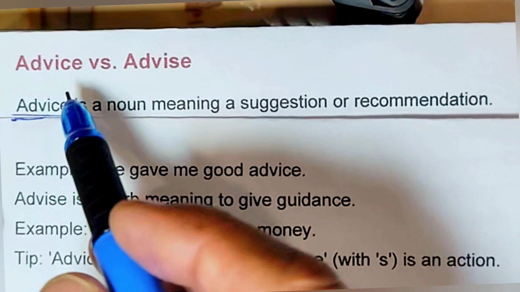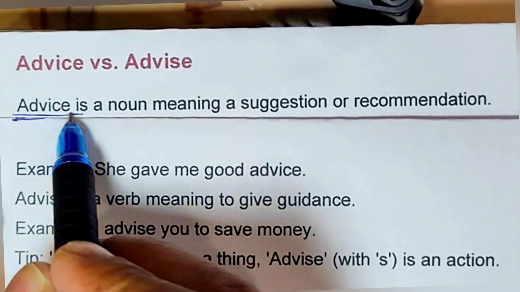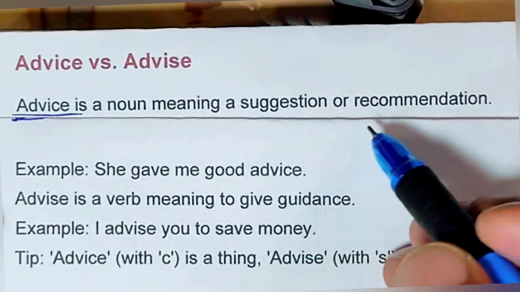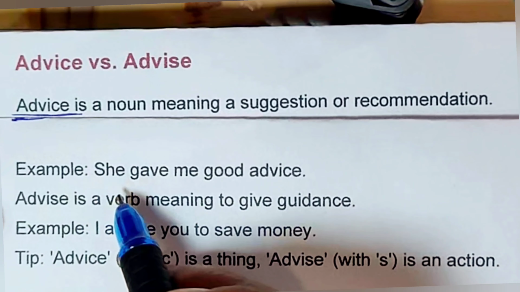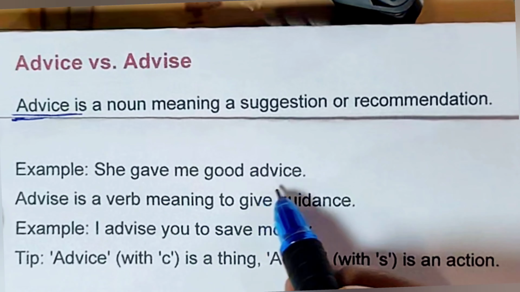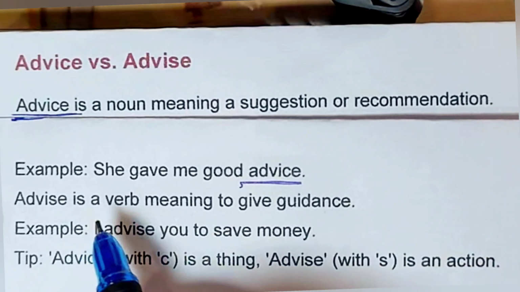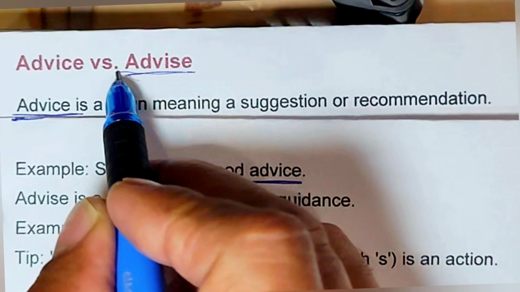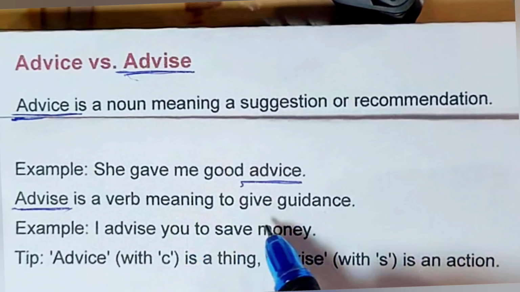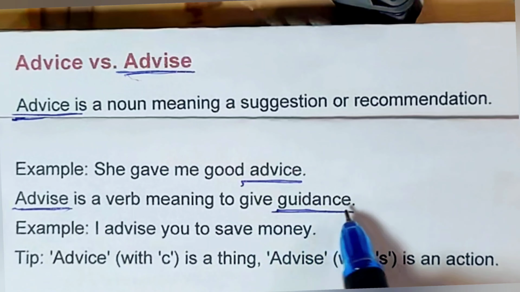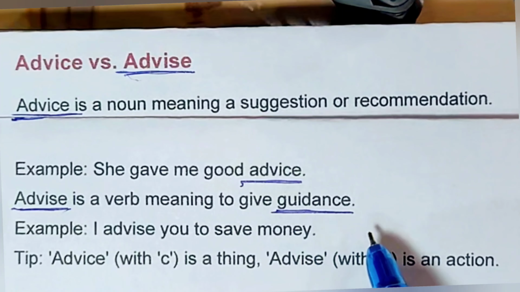Let's go on to the next one, advice versus advise. Advice is a noun meaning a suggestion or recommendation. Example here: she gave me good advice. This is the example. And on the other hand, the other word is advise. Advise is a verb meaning to give guidance. Example here: I advise you to save money.